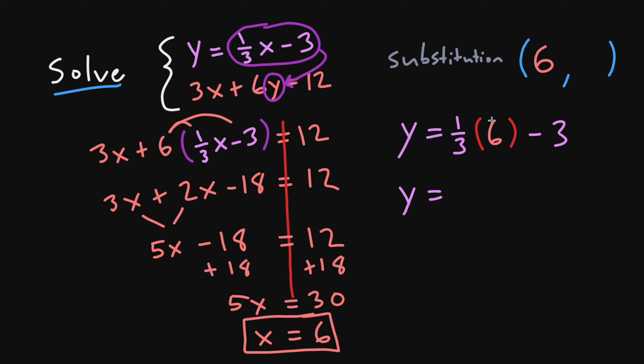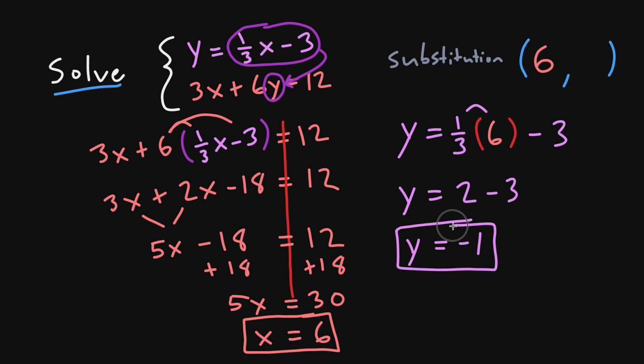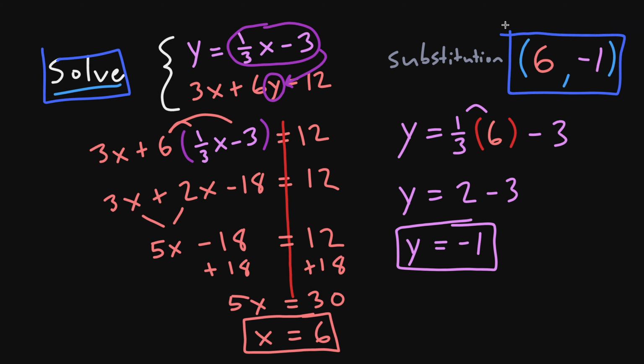Now, 1/3 times 6 is just 2, and we've got this minus 3. So y is equal to negative 1. I can put a box around that. Again, that's not my full solution, but negative 1 goes in there because that's our y. Now I have the full solution. It said solve, and I found my solution right there. It's the point (6, negative 1), where these lines cross.